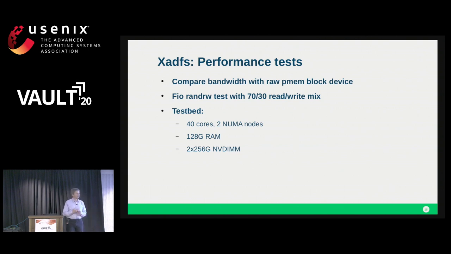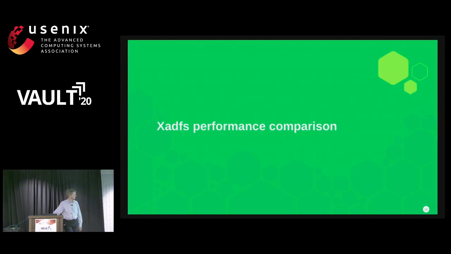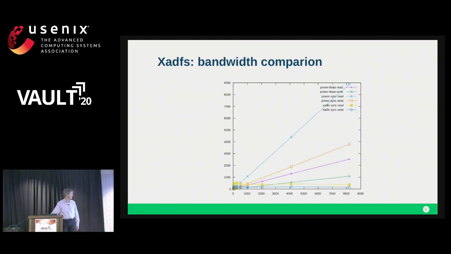And I had a random read-write test with a 70-30 mix, just because that's basically a standard test you do. The whole thing was on an HP machine, 40 cores, 2 nodes, 128 gigs of RAM, and 2 times 256 gigs NVDIMMs. Right. And then I got this. And I said, okay, this is not really anything I could see.